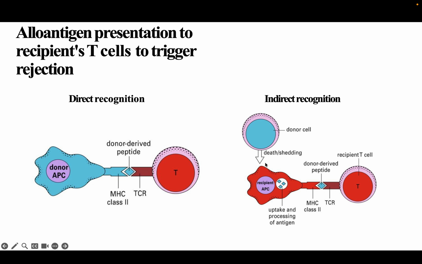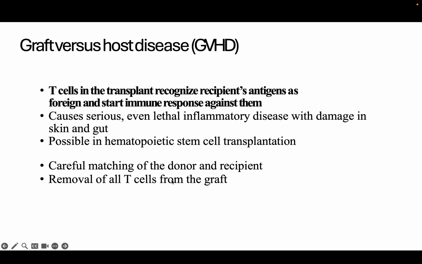Or it's indirect, where my own dendritic cells come in and take up the donor cell, so the kidney cell. They gobble it up, take the MHC antigens, and present them to my T cells. So this is indirect, meaning that the donor APCs are presenting it. And then you have graft versus host disease.